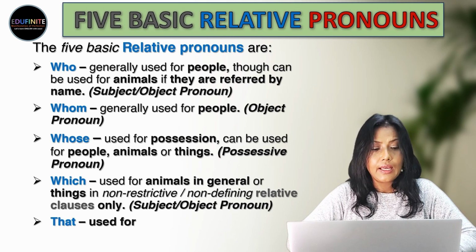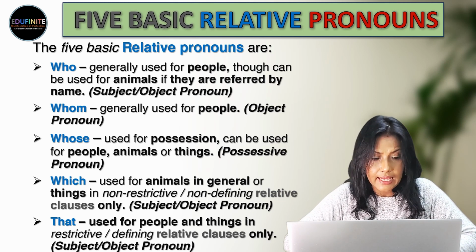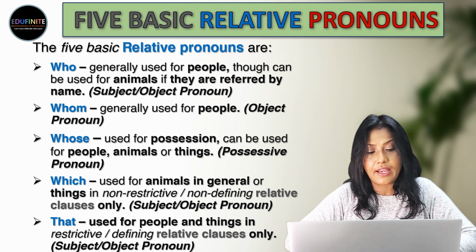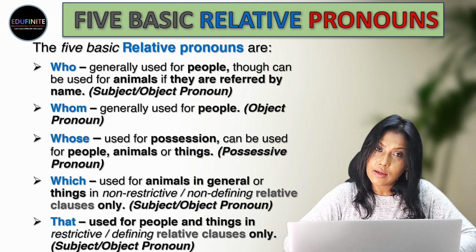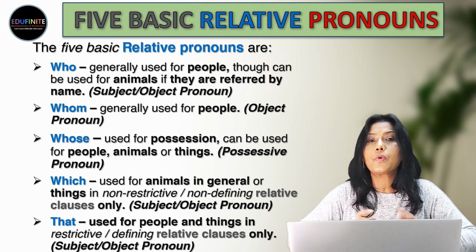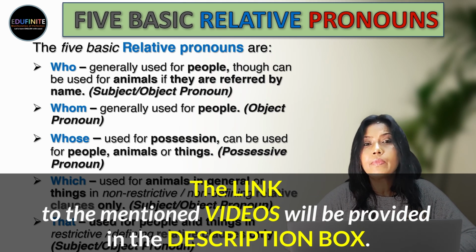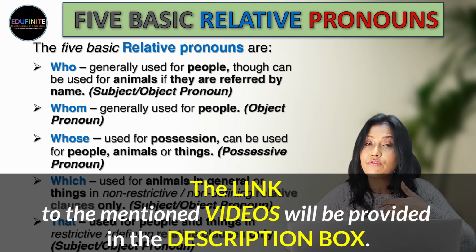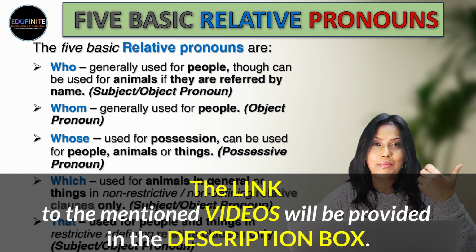The next one is that. Now this is used for people and things in restrictive and defining relative clauses only, and it is also used as a subject pronoun as well as the object pronoun. Now regarding subject pronoun and object pronoun, if you have any confusion, you can check my videos on them, as well as if you have any confusion regarding clauses or adjective clauses, you can check my videos on them.